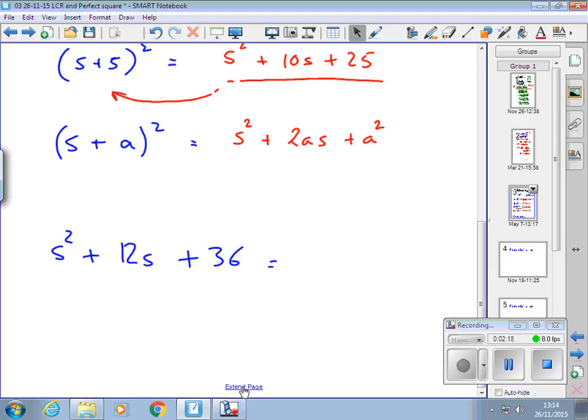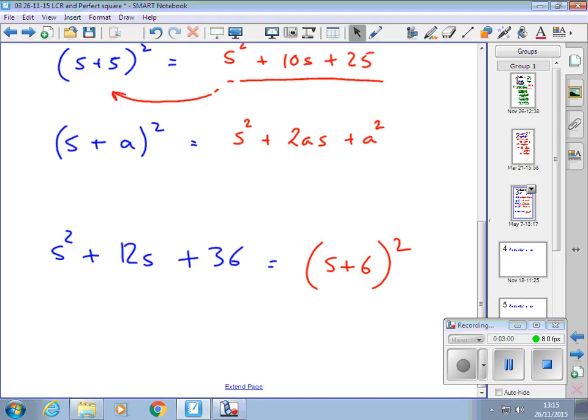Is this an example of a perfect square? Why? Right, how did you know it was S plus 6? How did you get the 6? After 12, yeah. Good. If you half the number, the coefficient of S, and square it and get the number at the end, then it's a perfect square. So that's an example of a perfect square, and it's S plus 6 all squared. Yeah, a perfect square. So that's what a perfect square is.